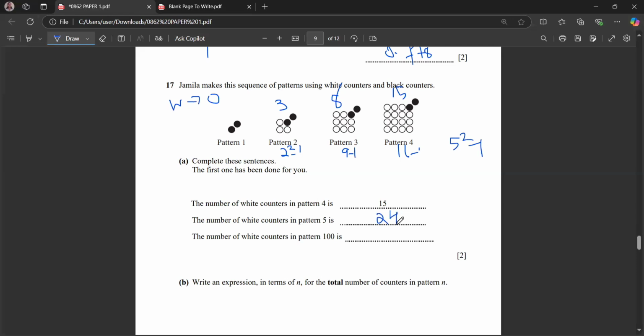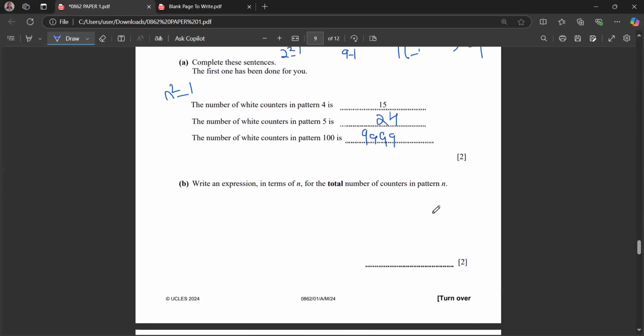Now, the number of white counters in pattern 100. So again, using this sequence, you can get the general sequence formula, which is n square minus 1. So that will be 100 square minus 1, which will be 9,999. Write an expression in terms of n for the total number of counters in pattern n.